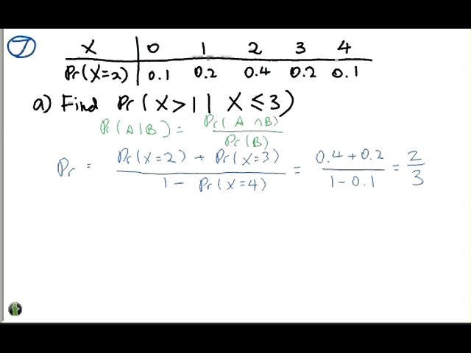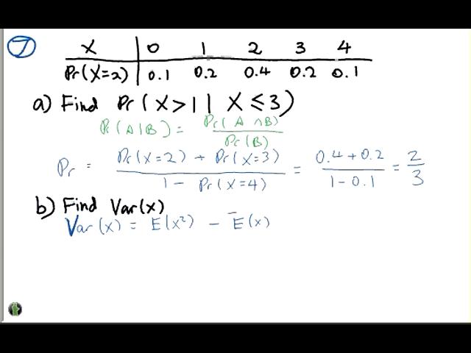Part B asks you to find the variance of x. Not much thought here. You know what the formula looks like. You know that the variance of x is just going to equal E of x squared minus E of x all squared, right?